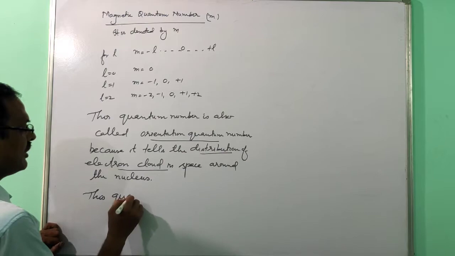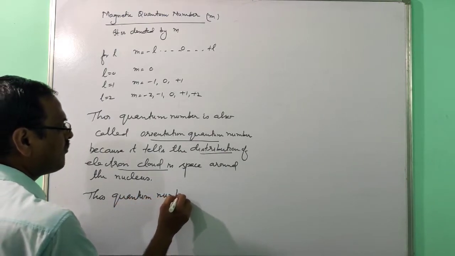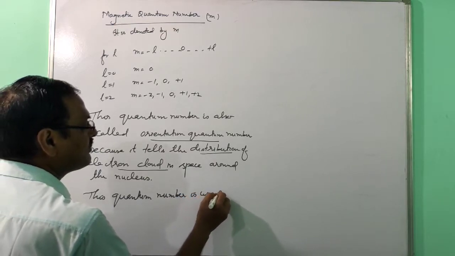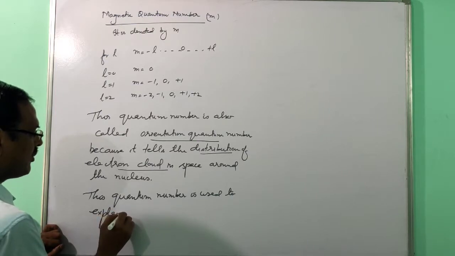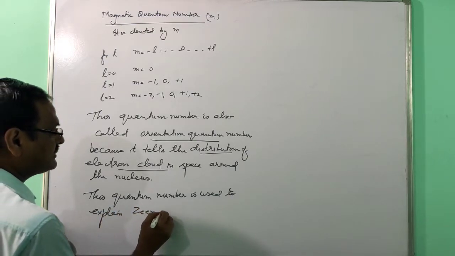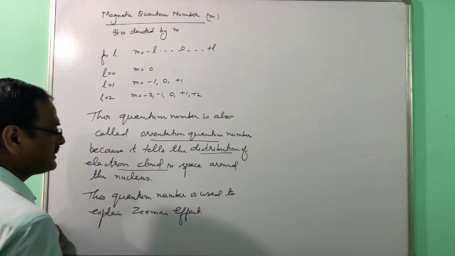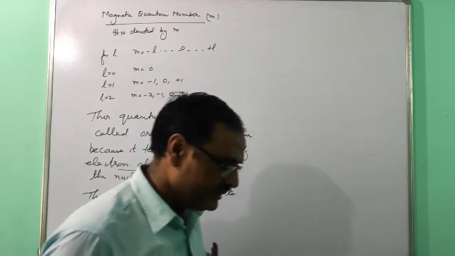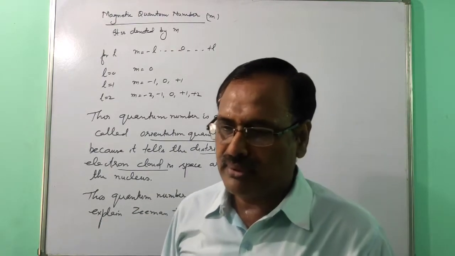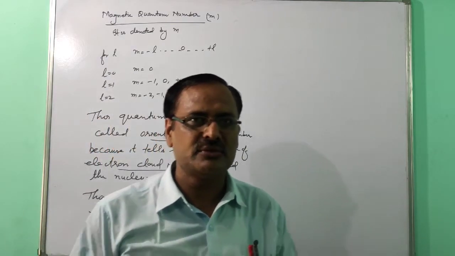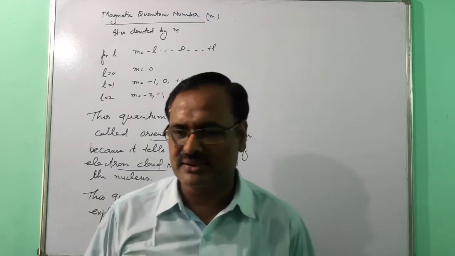This quantum number is used to explain the Zeeman effect. You must be thinking, what is the Zeeman effect? In the Zeeman effect we have studied that when a magnetic field is applied to the hydrogen spectrum, then one spectral line will split into different spectral lines.